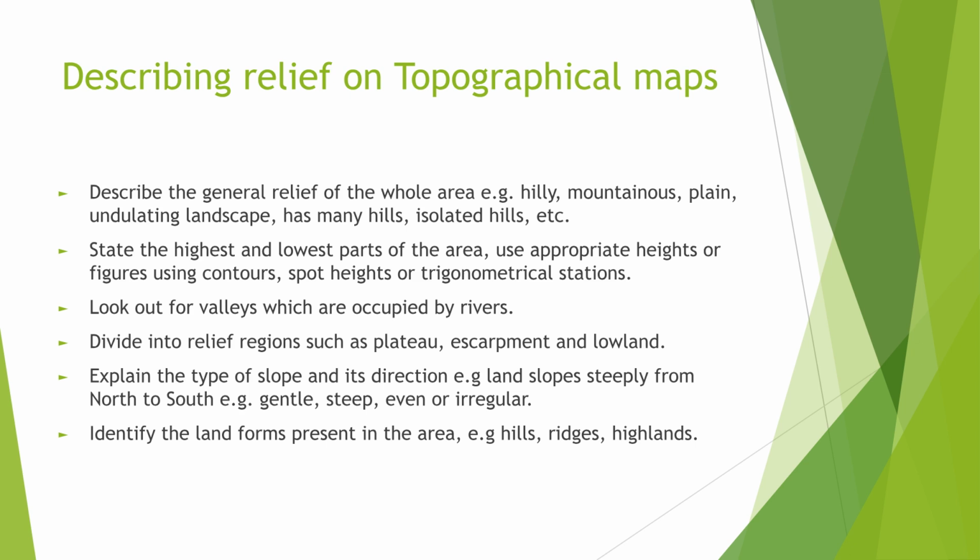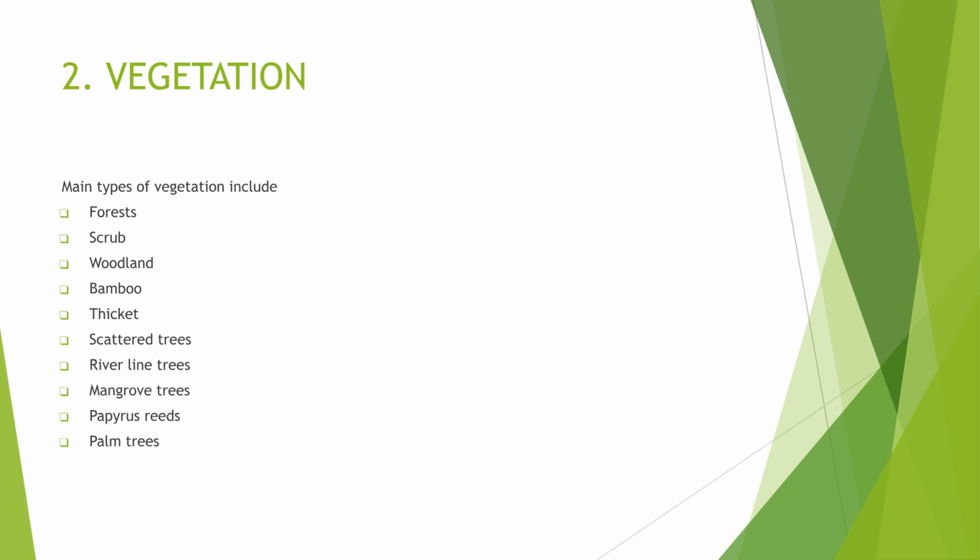When describing relief on topographical maps, describe the general relief, state the highest and lowest parts using contours or spot heights, and look for valleys occupied by rivers. You should also divide the area into relief regions, explain the type and direction of the slope, and identify landforms present. Next, we cover vegetation.